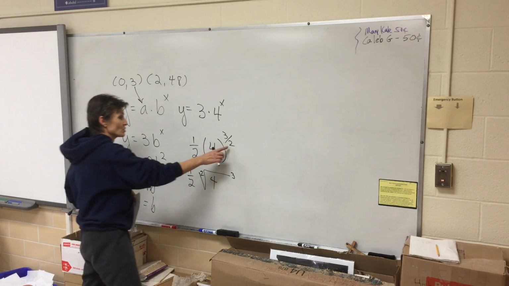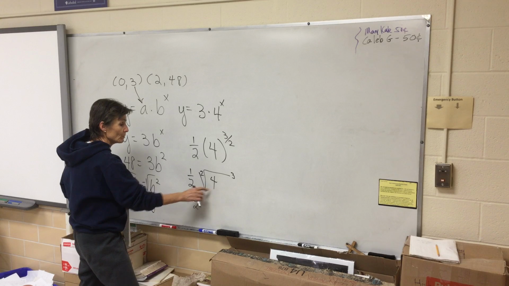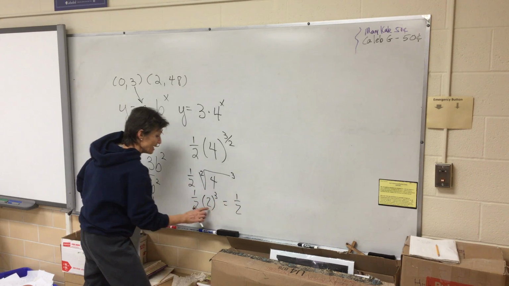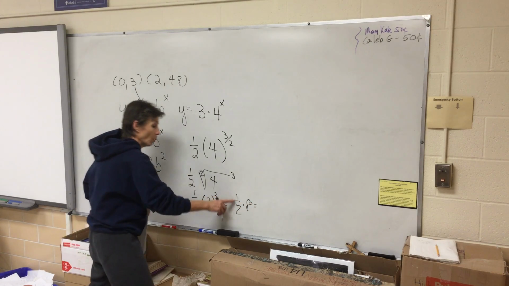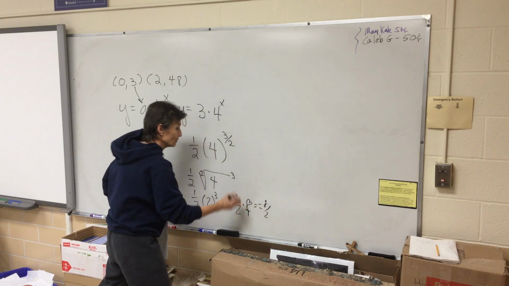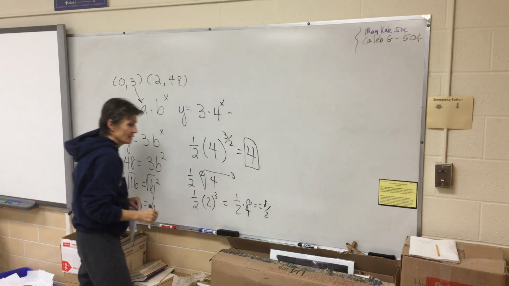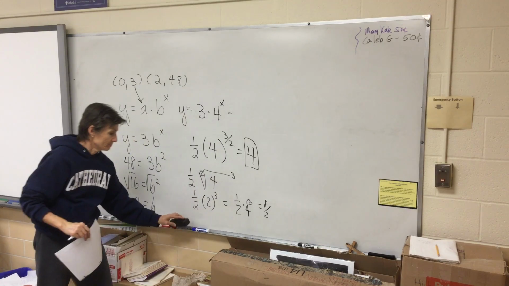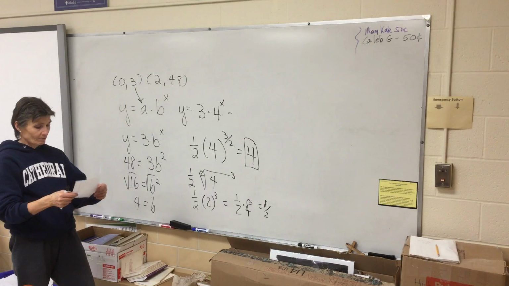So this says the square root of 4 cubed. So the square root of 4 is 2, and 2 cubed is 8, and 1/2 times 8 is 8 over 2. Oops. So the answer to that problem is 4. 1/2 times 8, 4.